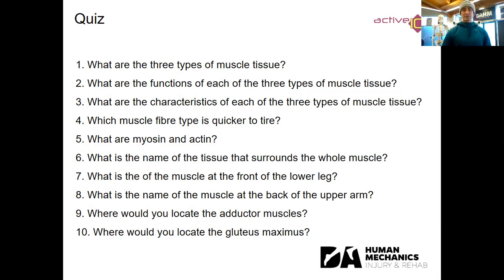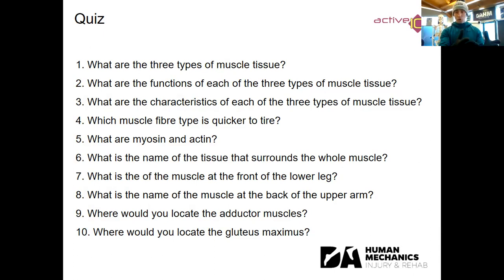Which muscle fiber type is quicker to tire? So again, we have slow twitch and fast twitch, so type 1 and type 2, A and B. Your slow twitch are your type 1s. Remember, your slow twitch are red. They are rich in blood supply.